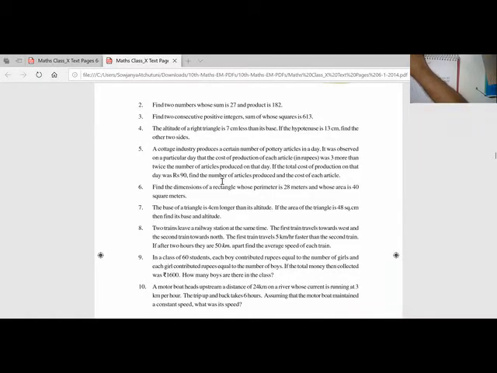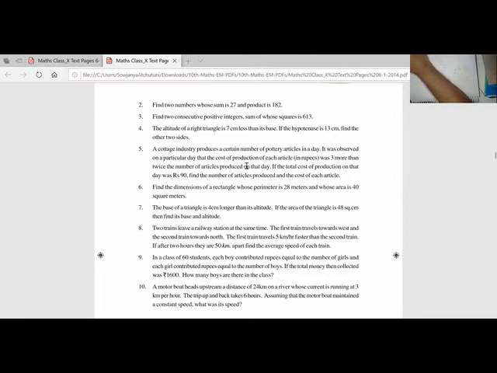So let us see this problem. A cottage industry produces a certain number of pottery articles in a day. So let the number of articles in a day be x. It was observed that on a particular day, the cost of production of each article was 3 more than twice the number of articles produced on that day.